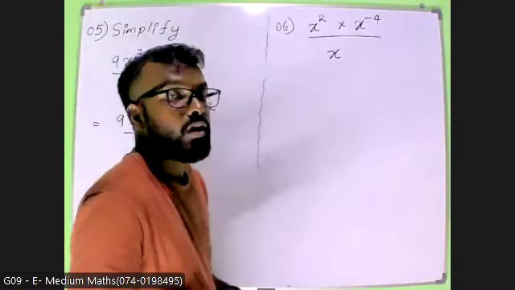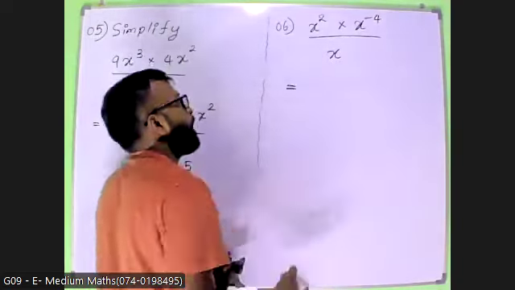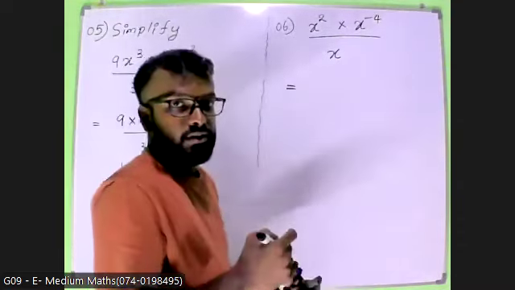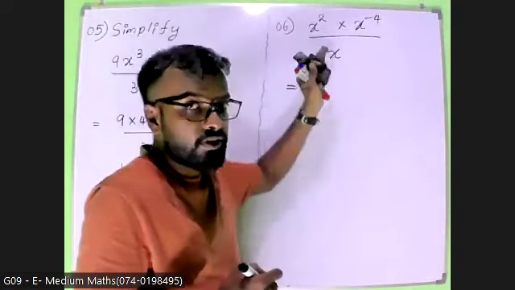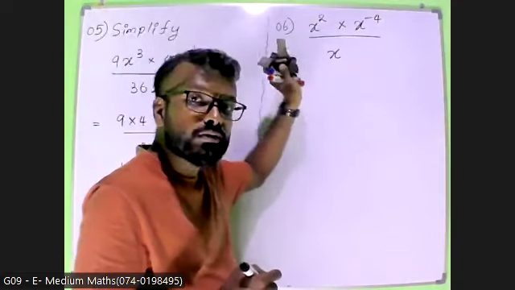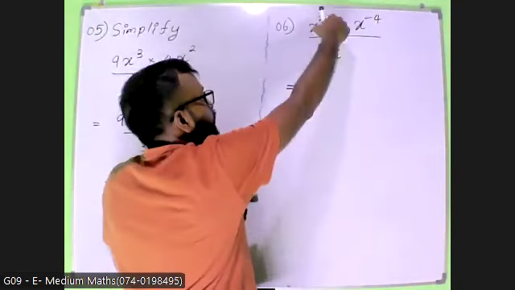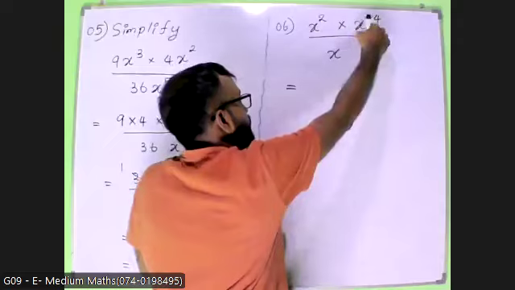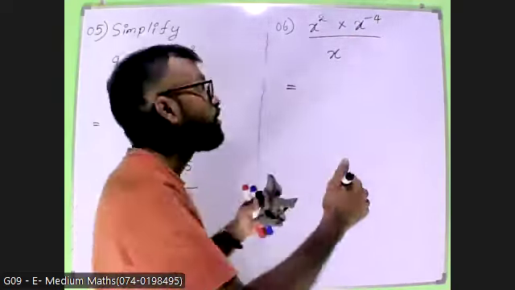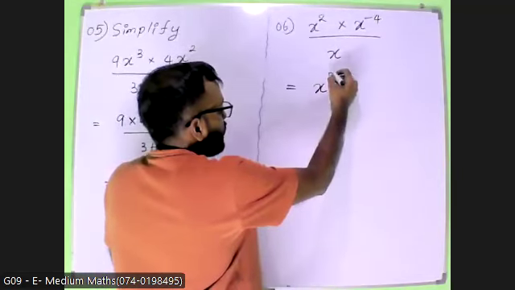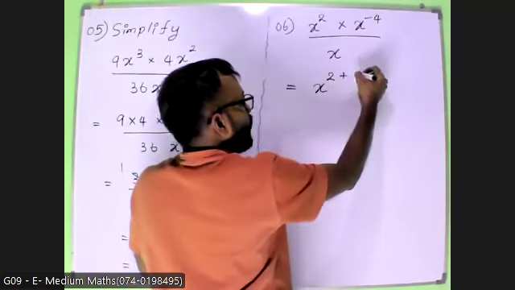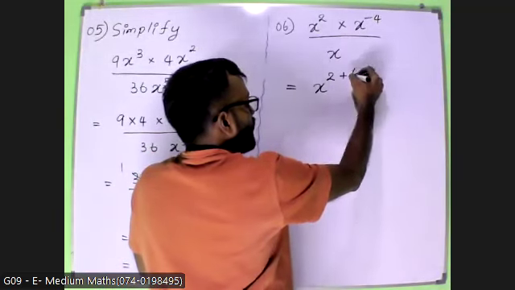If you follow the theory, laws of indices, but this is the easiest way. Using the laws of indices, you have to simplify this: x to the power 2, x to the power minus 4. Same base, so you can add the powers: x to the power 2 plus minus 4. You have to add minus 4 to this.